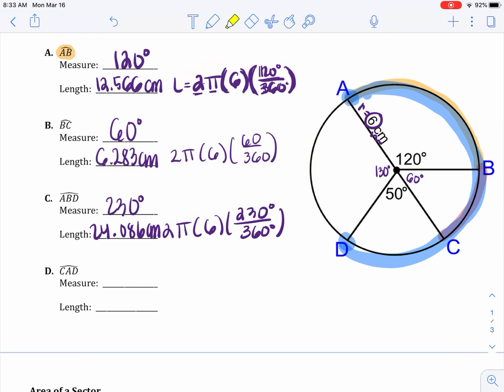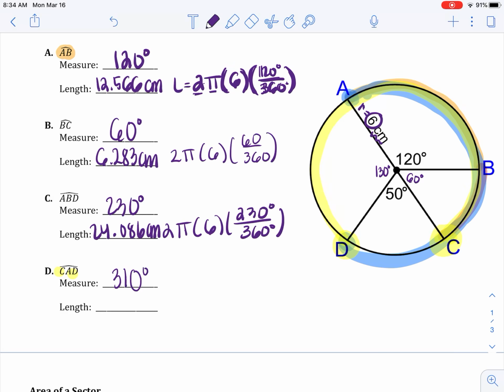All right, if you did it, you should have arc CAD. We have to make sure we know what arc CAD is. C, I can't go this way because I'm going through D, right? So I want to go from C to D. So if you're having problems with it, put a dot on C, put a dot on D, the ends, and just say I have to go through A to get there. So here's CAD. That is 310 degrees.